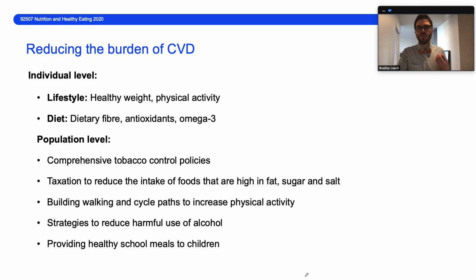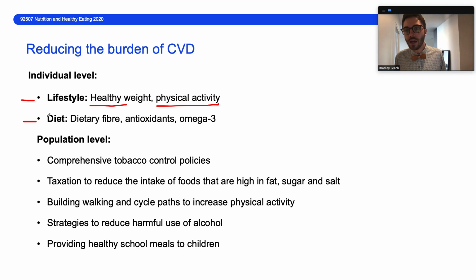So how do we reduce the burden of cardiovascular disease? From an individual level, there are two elements. You've got lifestyle factors and diet. Look at this: healthy weight, being physically active. It is almost common sense that these are elements that we can implement to reduce the burden of cardiovascular disease.